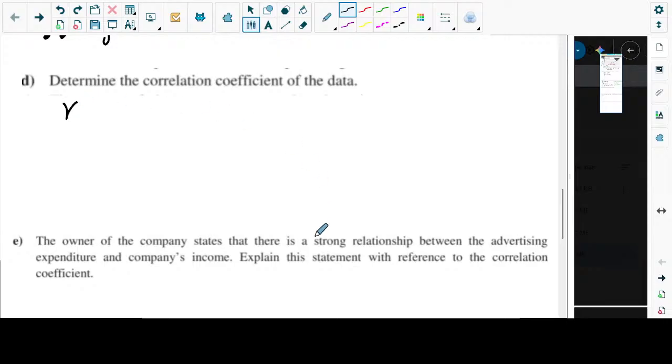That means we need our calculator. So let's go to our calculator. This one, we did teach a skill of how to get the correlation coefficient yesterday. So we are going to repeat the same process.